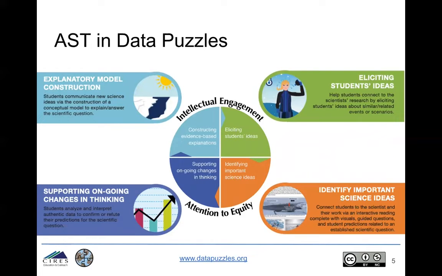So like I mentioned just a moment ago, we're not having you, the facilitator, plan for these important science ideas, and instead we're asking students to identify those by reading a text. So what we've done for data puzzles is just swapped these two quadrants. The data puzzle starts by eliciting students' ideas about a scenario that is similar to the science investigation that's going to be presented in the data puzzle resource.